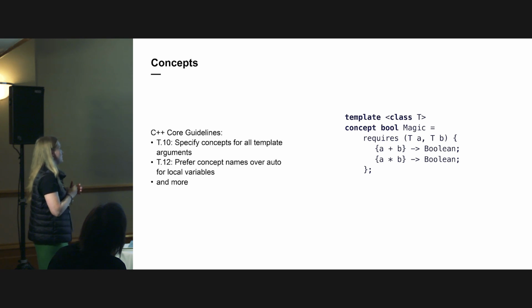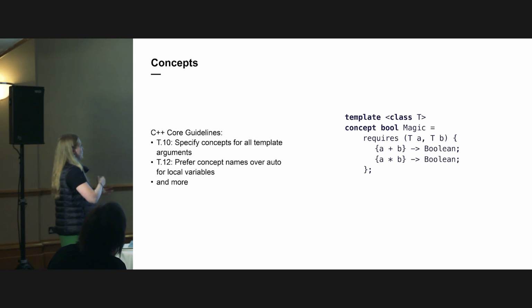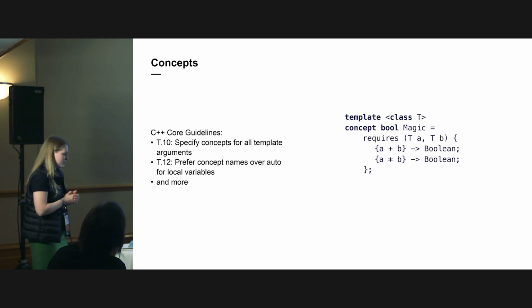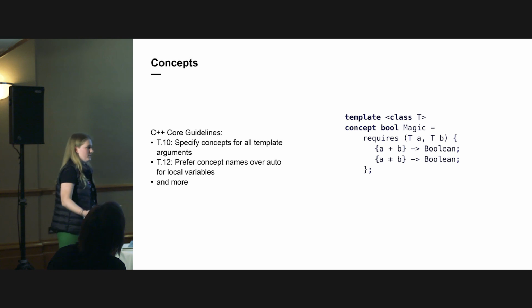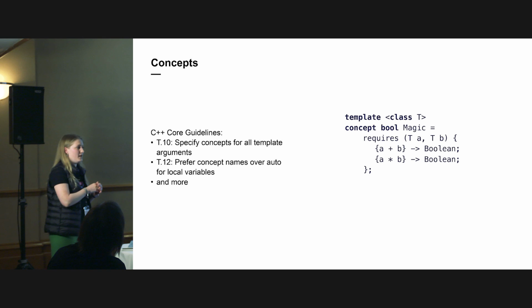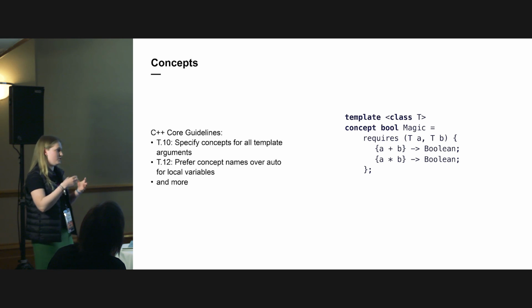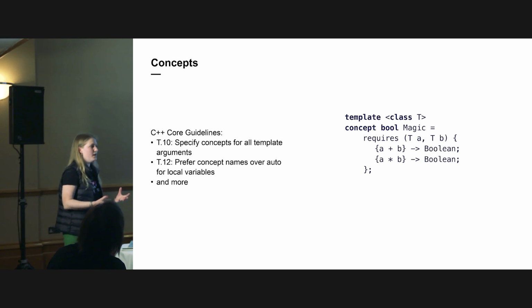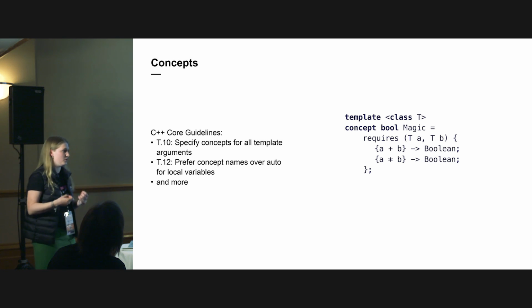And there is a suggestion to prefer concept over auto, because auto is actually the weakest concept we could have. And there are actually more, and I'm really happy with that, because if we could suggest people follow these rules, that means the proper information could be provided.